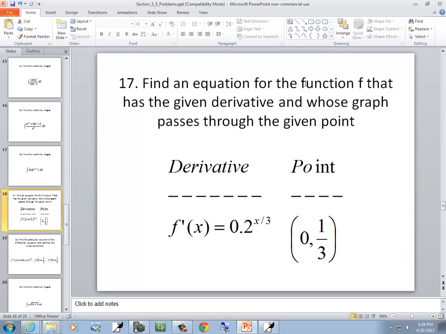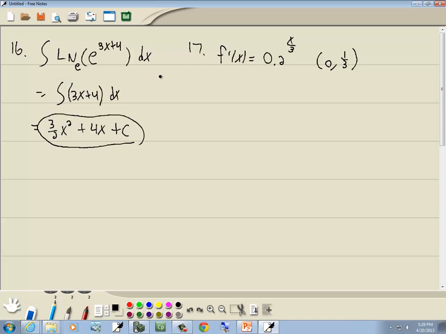Okay, instructions say find an equation for the function f that has a given derivative and whose graph passes through the given point. Equation for the function f. So we want to find f. So to find f, we're going to go in reverse. Take the integral of our f prime of x, which is the integral of 0.2 to the x over 3 dx.